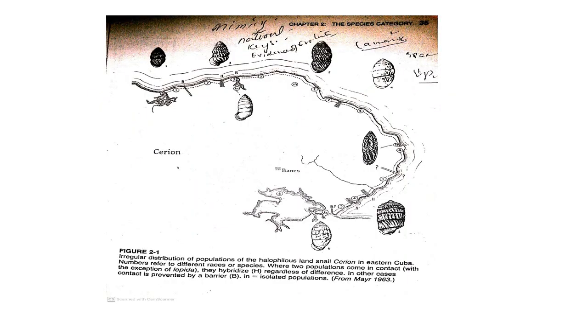This is an example of irregular distribution of populations of a land snail in eastern Cuba, where the numbers are showing the races and the species, and where the two populations come in contact and they hybridize. That has been represented by H regardless of their difference, and in certain cases they are being prevented by a barrier which is represented by B, and I N is the isolated population which are being shown in the same diagram. You can see it at different places.